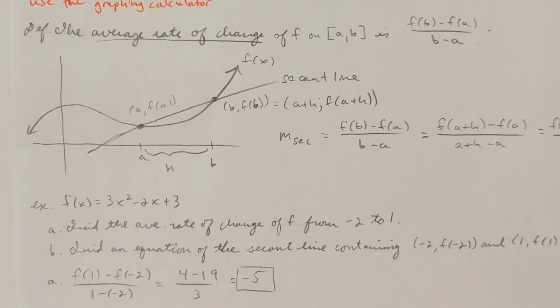The average rate of change of a function on a closed interval [a, b] is f of b minus f of a over b minus a. Now that may look like a new formula, although it's not a new formula. It's exactly the slope of a line.